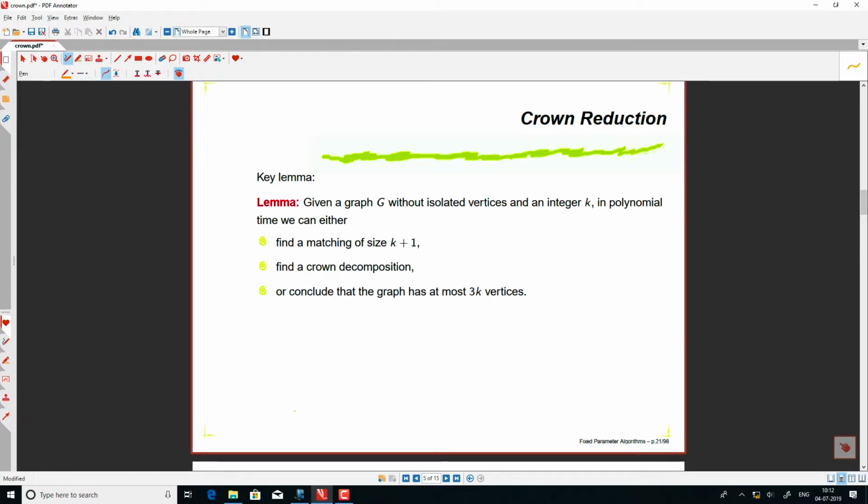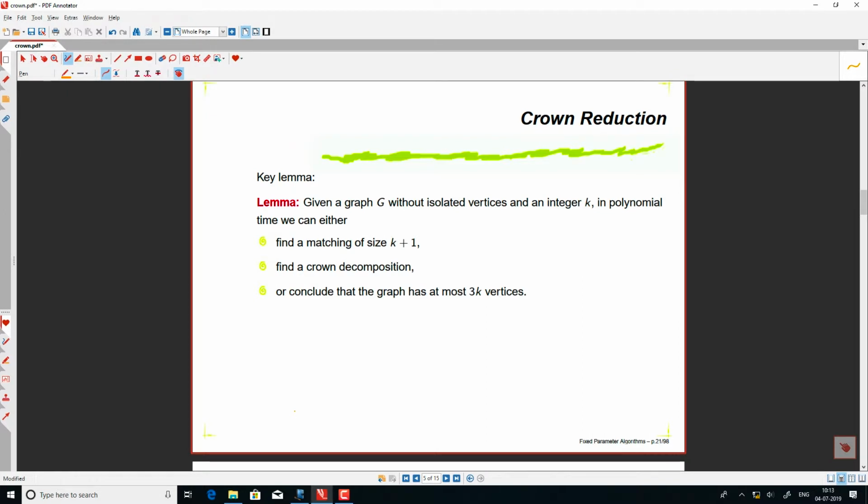If you find this, I'll say the input instance is a no instance. If I find this, I know how to eliminate vertices and continue. And if I don't find either of these, I will prove that the graph has only 3k vertices. I'll stop, because I produced a kernel, because our goal was to produce a G prime, K prime, where the size of G prime is some function of K. Earlier we had K square, but now I'm telling you that it will have only 3k vertices.